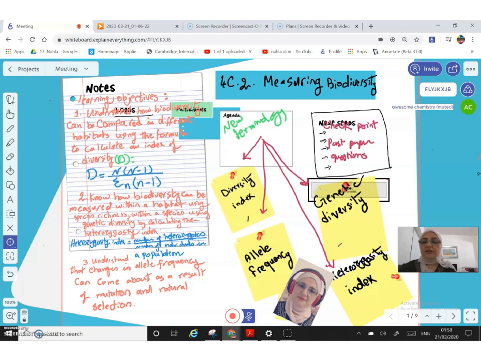by calculating the heterozygosity index. Also, you're going to learn how to use this formula to calculate the heterozygosity index. 3, understand that changes in allele frequency can come about as a result of mutation and natural selection. You're going to learn some new terminology: diversity index, genetic diversity, heterozygosity index, and allele frequency. And then you are going to answer checkpoint questions in your textbook, as well as some past paper questions. Let's get started.